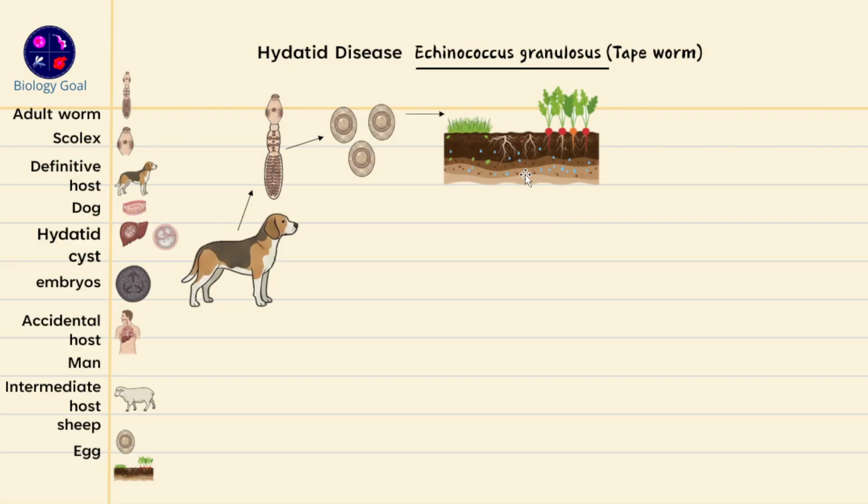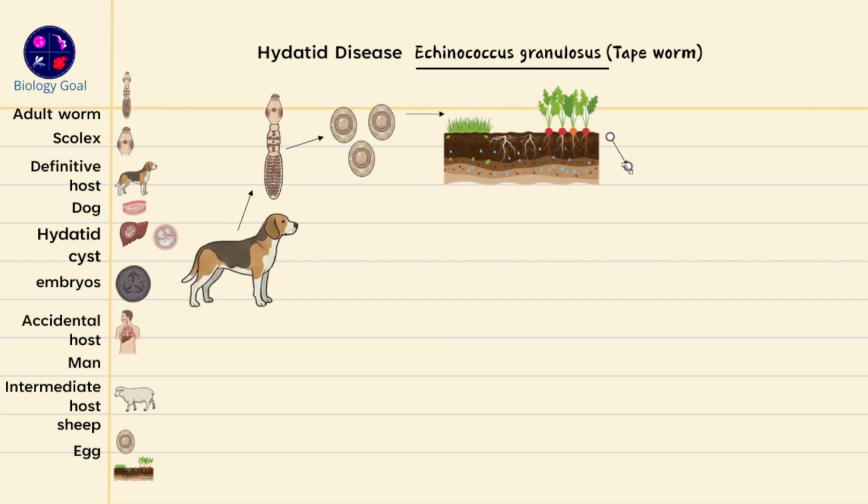So you have this environment where everything is getting contaminated. Grass is getting contaminated. The dog is going everywhere, and soil is going to get contaminated, and the environment is going to have a lot of eggs. Now here comes the intermediate host. So obviously the sheep is going to eat the grass, right? Isn't it?